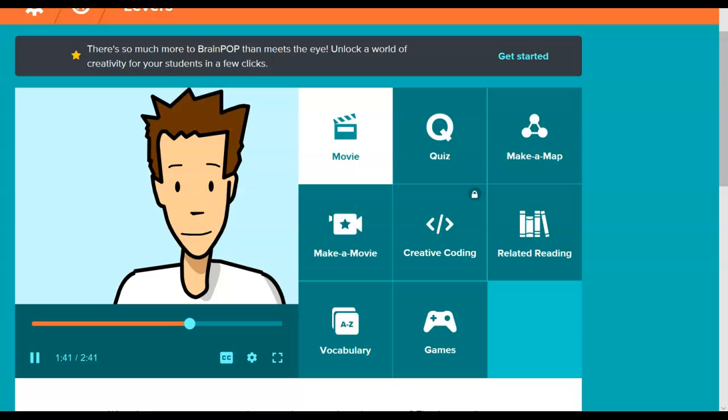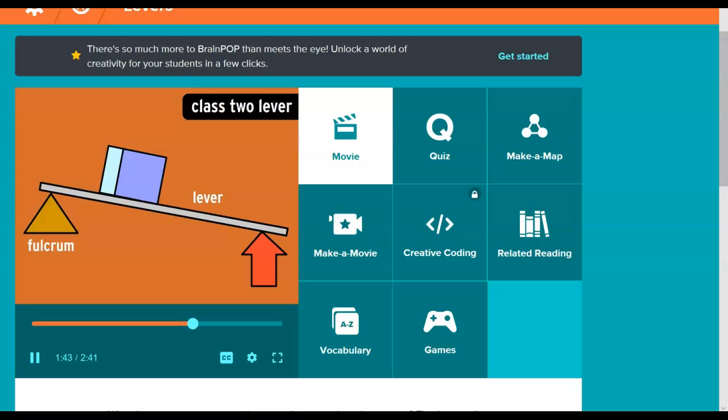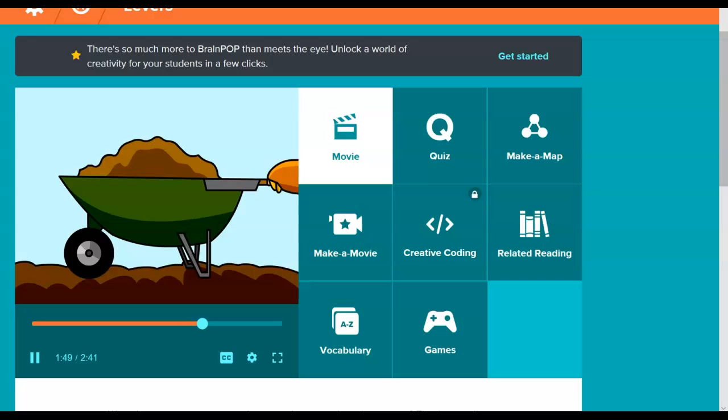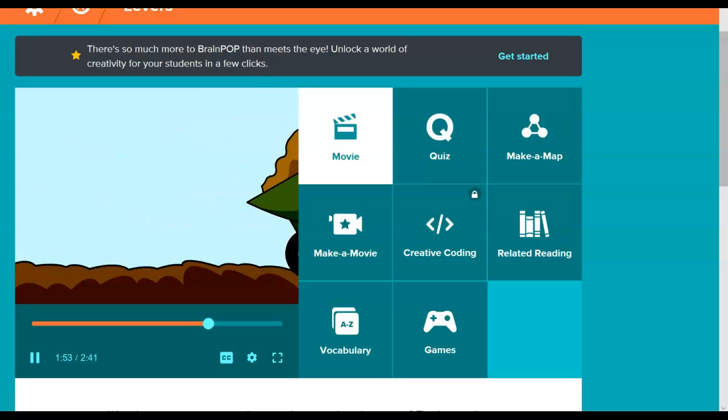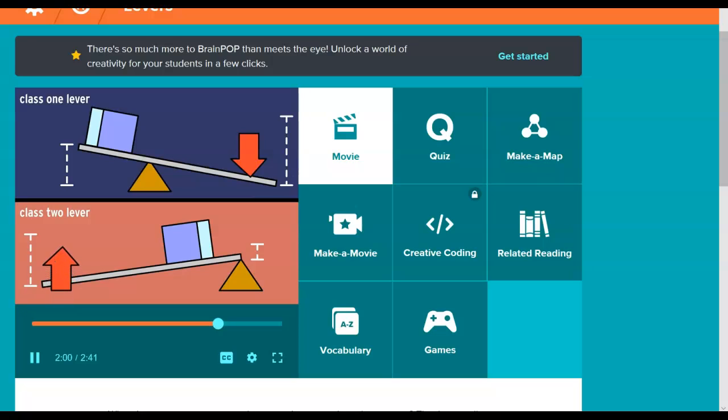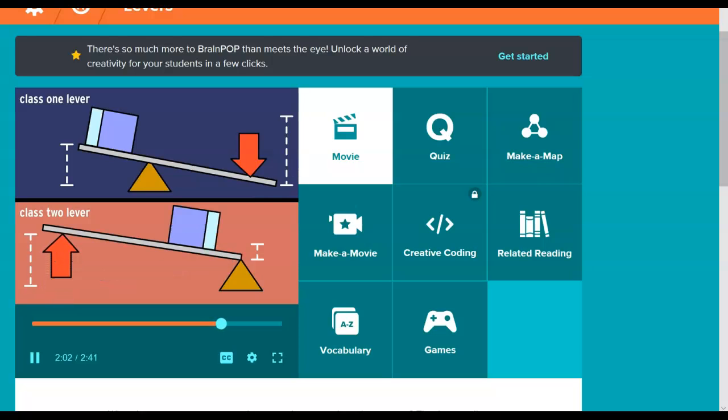Let's see some more levers. The fulcrum in a Class 2 lever can be found at one end with the effort applied at the other end. The load is somewhere in between. A wheelbarrow is a Class 2 lever. Since the load is close to the fulcrum, the effort needed to lift the load is spread out and lifting is easier. In both Class 1 and Class 2 levers, the effort needed to move the load is smaller than the load, but the effort travels further.